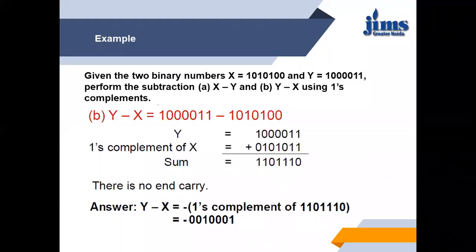You can see that in both cases, either x minus y or y minus x, the magnitude is same, only the difference is of sign. In the first case, as x is greater than y, the answer is positive. In the second case, as y is less than x, the answer is negative, but the magnitude is constant or same.